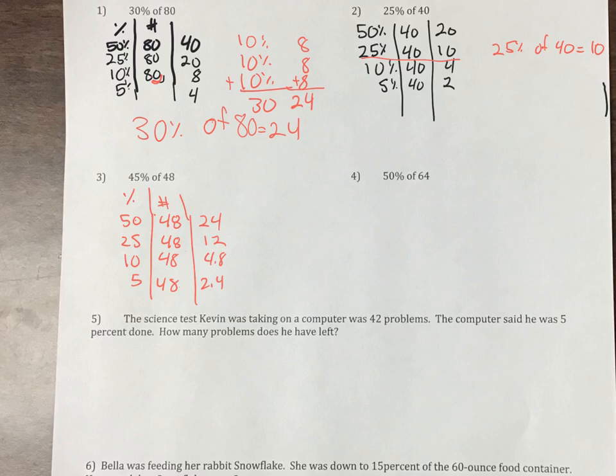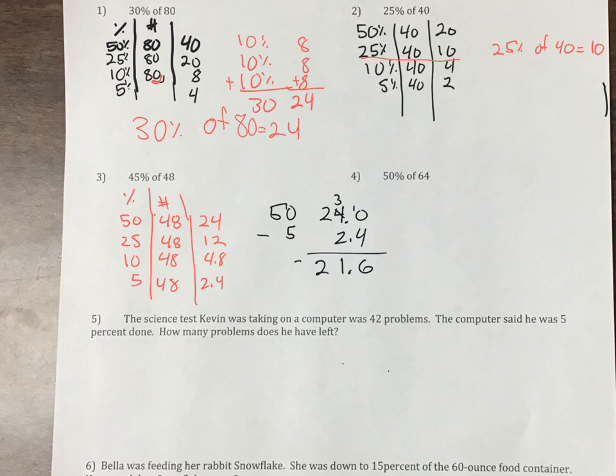Okay, so we're going to build this back up, but we're going to take our 50%, which is 24, minus our 5%, which is 2.4. Okay. All right, line up your decimals. 4 from 10 is 6. 3 minus 2 is 1. And bring down your 2.